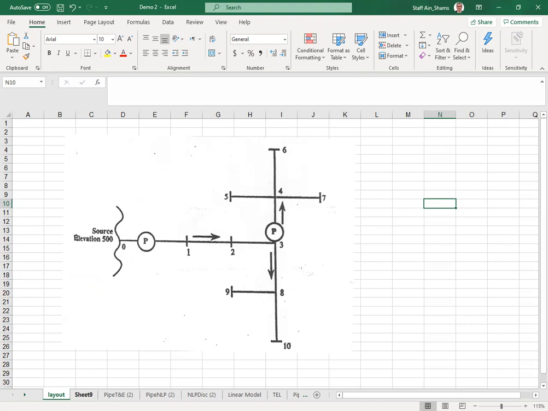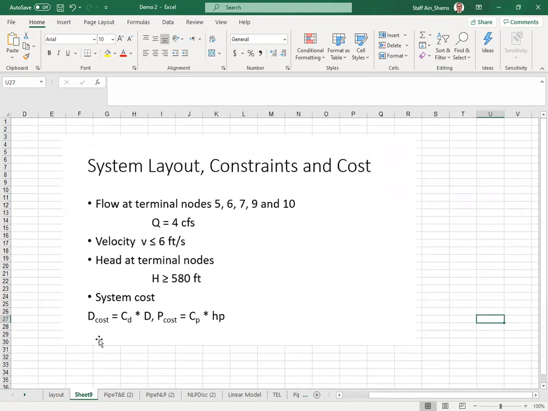But before going to optimal design or design, we have to look at the system layout, constraints, and costs. Flow at the terminal nodes is 4 cubic feet per second each. Velocity should not be larger than 6 feet per second, and the terminal node heads should be greater than 580 feet. The system cost is chosen to be linear, where we multiply a constant by the pipe diameter to find the cost of pipes, and multiply a constant by the horsepower to find the cost of the pump.